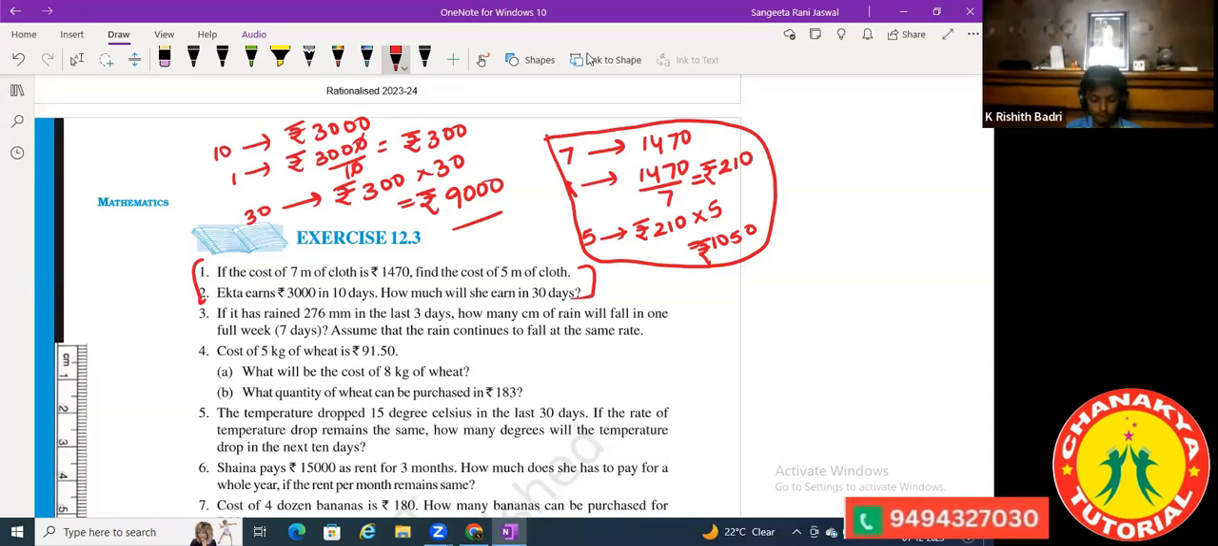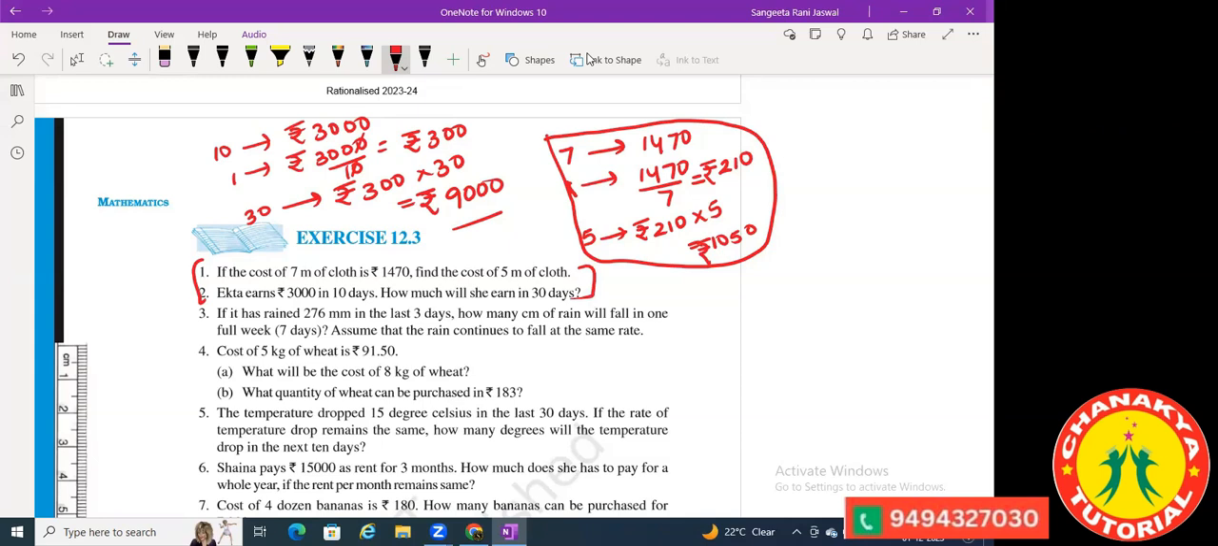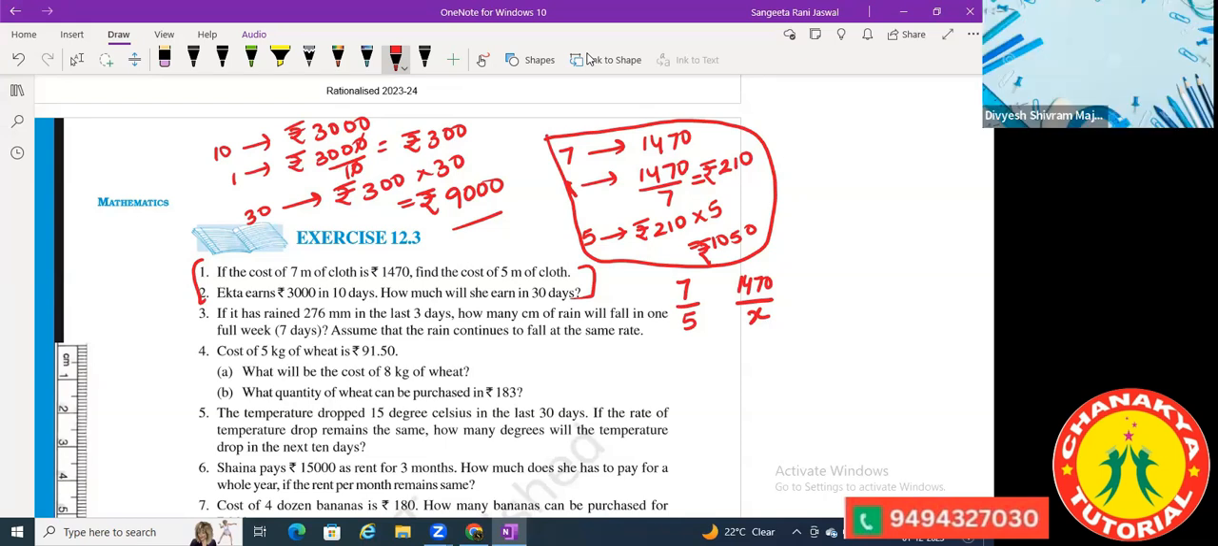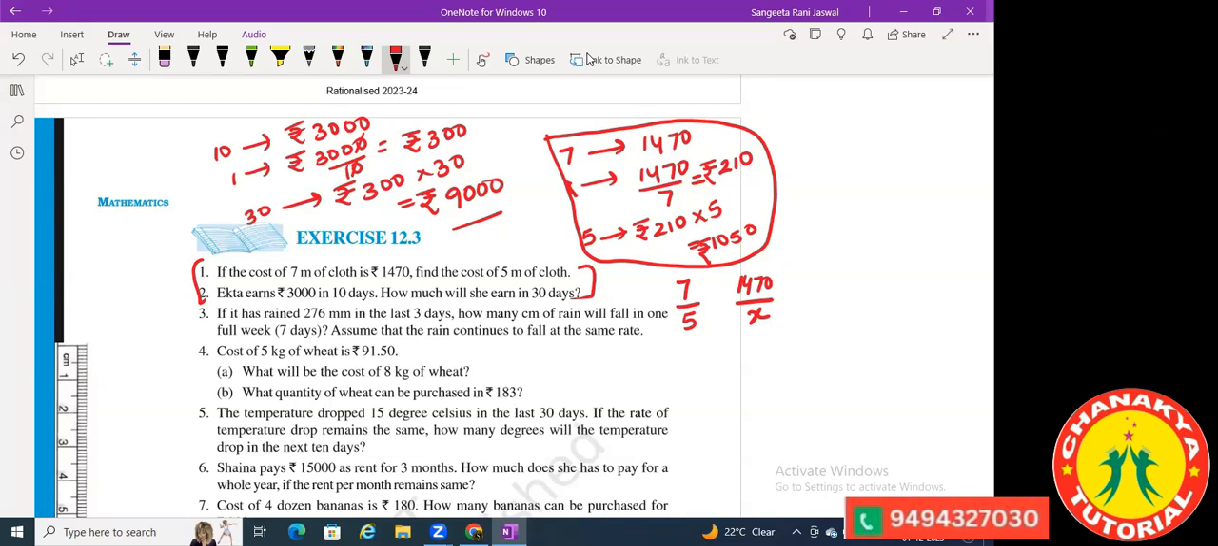Now see here, 7 meter cloth is costing rupees 1470. Now I'm writing the ratio of the cloth. 7 meter cloth is costing me rupees 1470. 5 meter cloth is costing me, I have to find the cost. So I'm taking, let the cost of the cloth be X. So what will I do? I will cross multiply this.